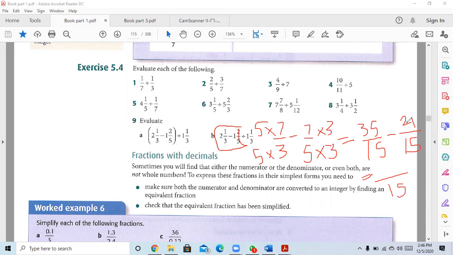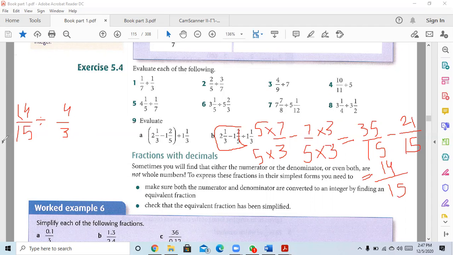35 minus 21 is equal to 14. Here I write 14 by 15. Later on I solve this by the other one, like here I write 14 by 15. Here is divide, 3 multiplied by 1 is 3, plus 1 is 4, so 4 by 3. Here I write 4 by 3.